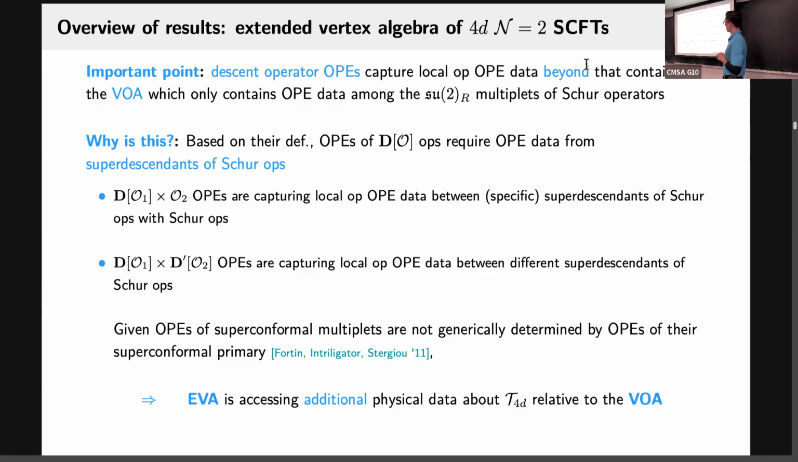And when you combine these two above facts with the following well-known fact about superconformal representation theory, which says that the OPEs of superconformal multiplets are not generically determined by the OPEs of their superconformal primary, it's essentially telling us that this extended vertex algebra is indeed accessing more physical data about the theory that we're performing this cohomological reduction within, relative to the VOA. So it's a very nice feature because we are indeed accessing more physical information, which is ultimately what we want.